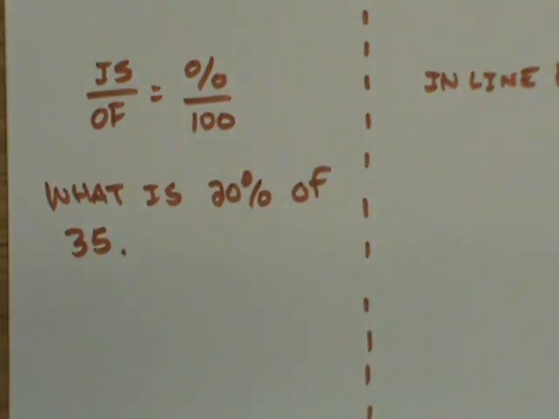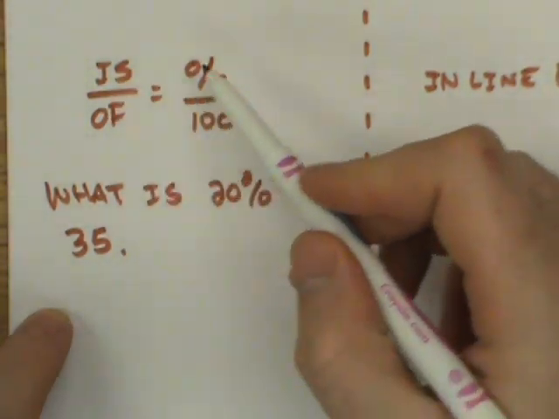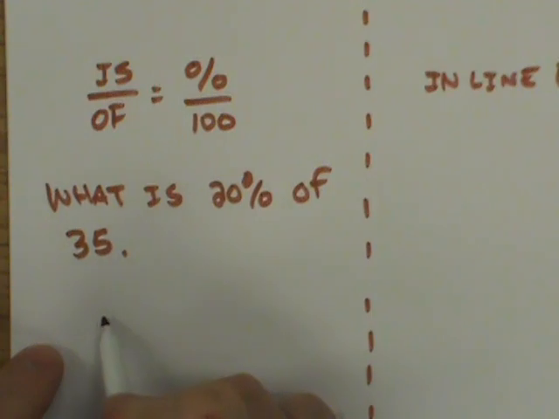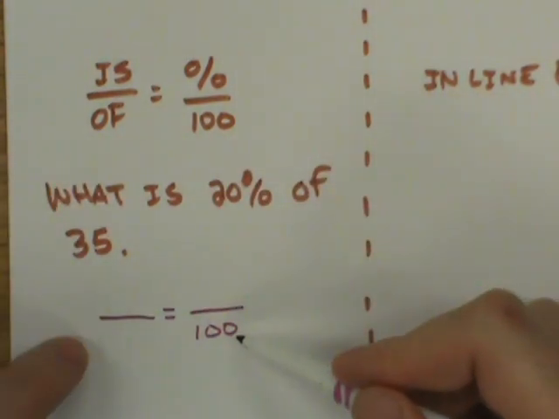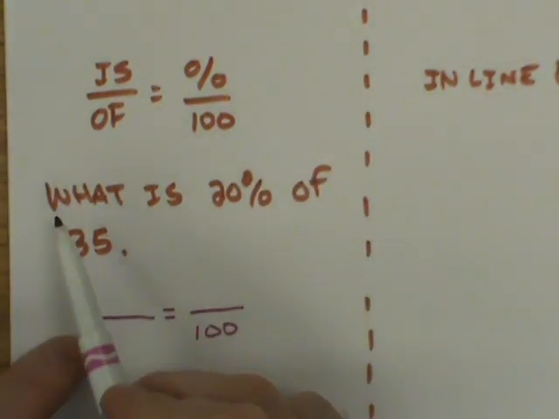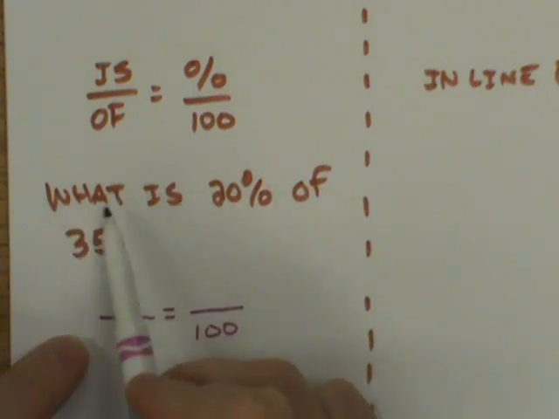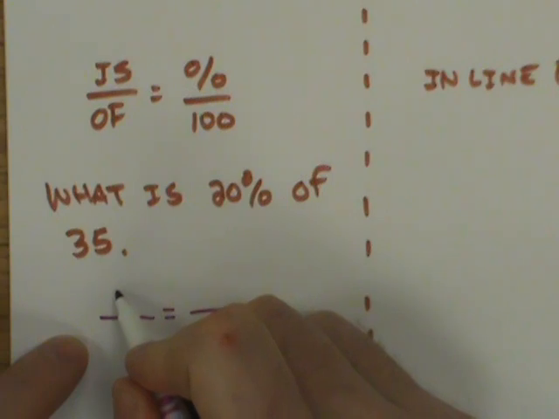Now, using this is over of method, you have to place values for is, of. The percent should be obvious, and then you always have 100. So we start by going is line equal percent line over 100. That's guaranteed. You have that 100 in the proportion. And so then I just read through here. It says, what is? So the question is, they're looking for is. That's going to be my variable. I'll call that f.